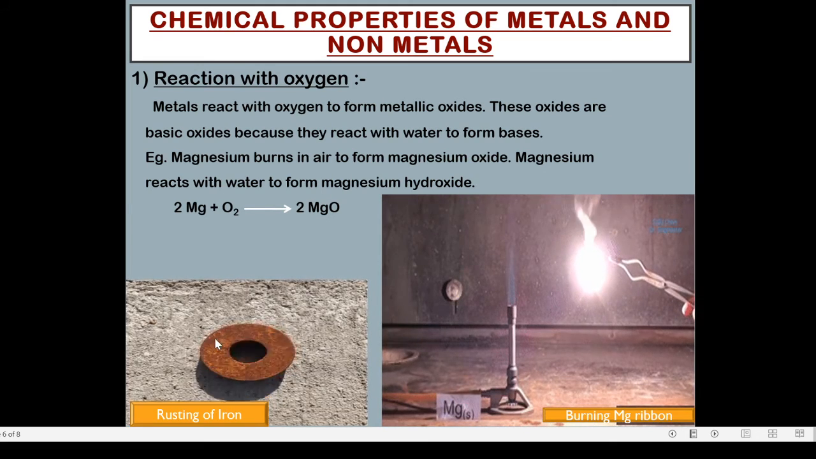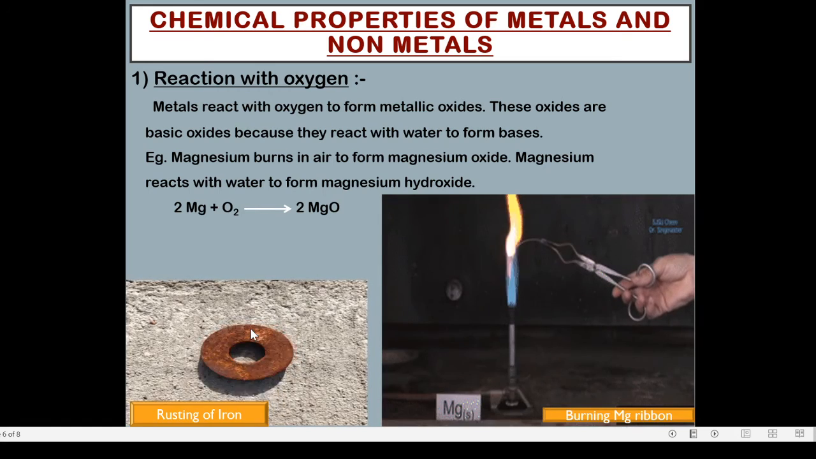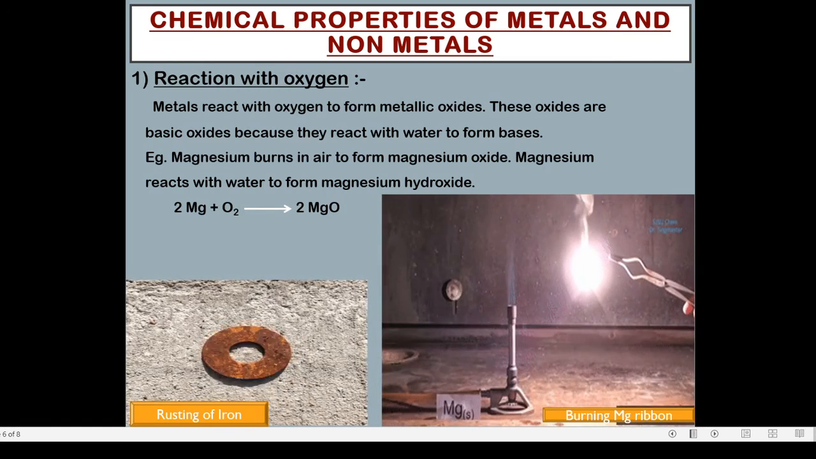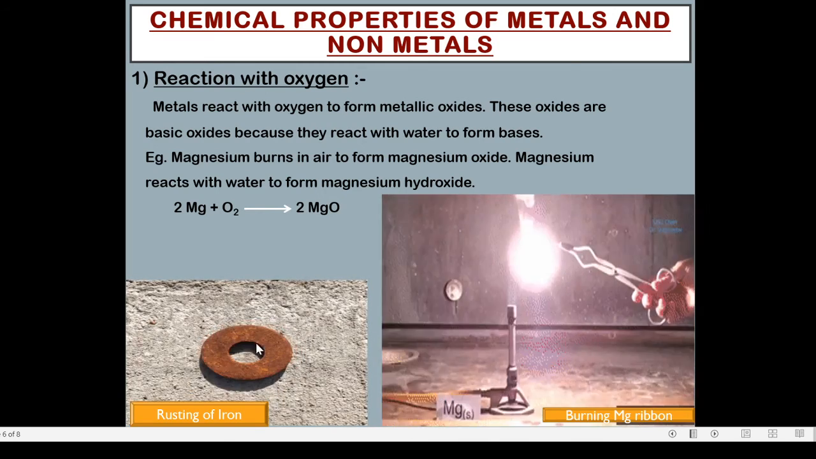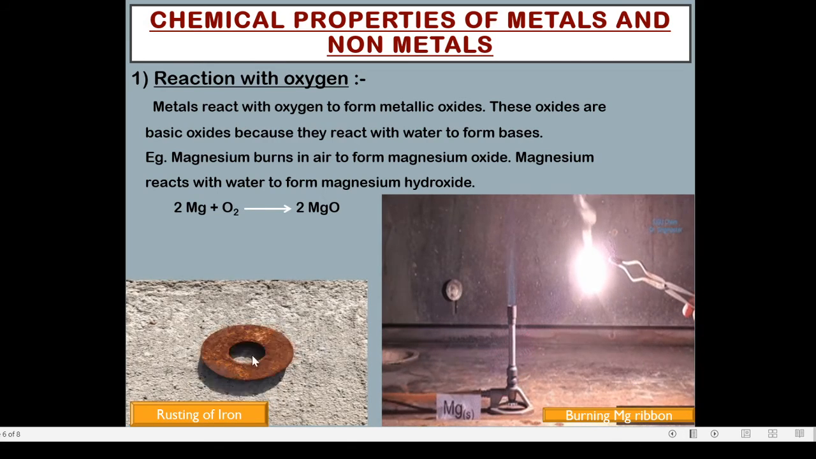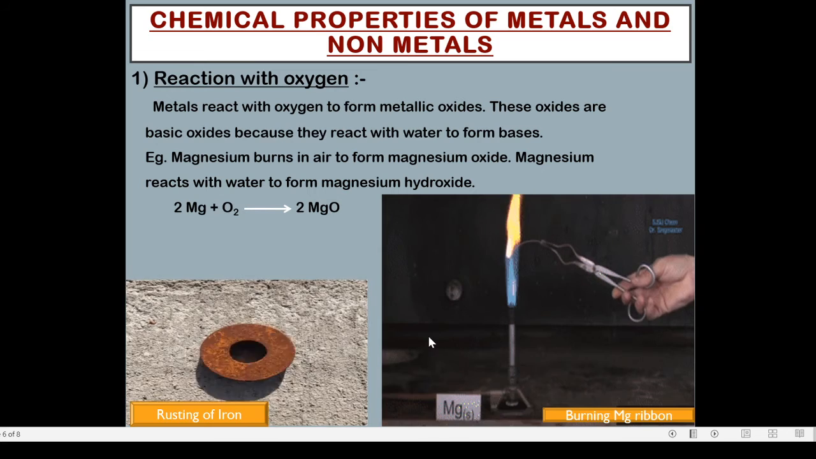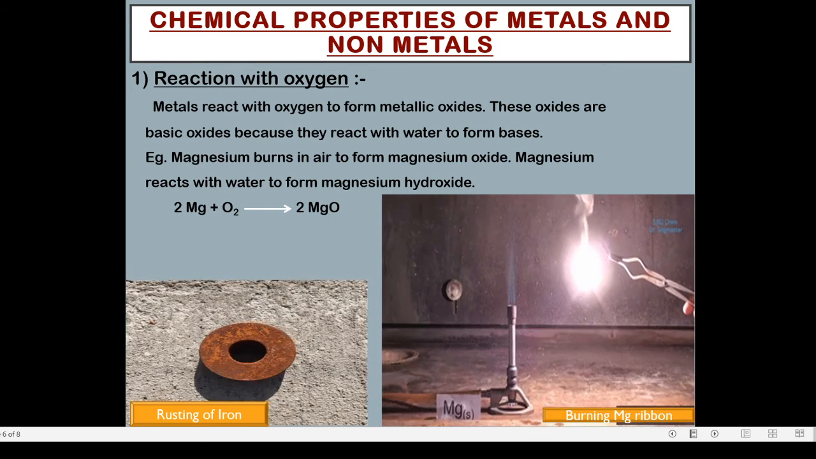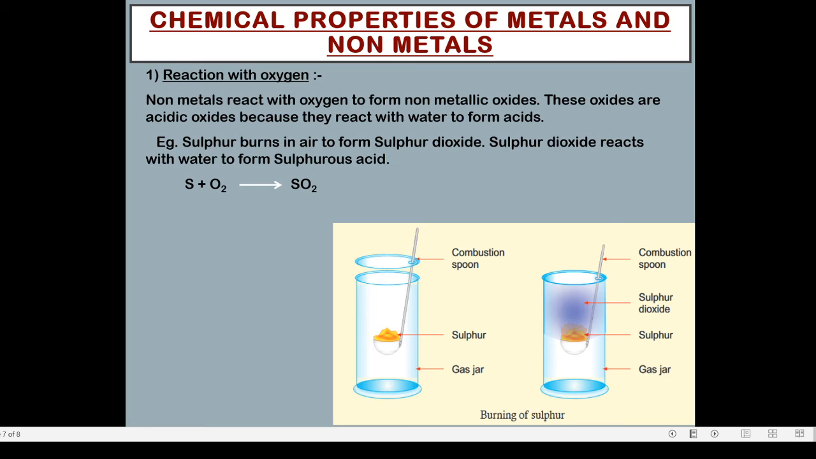The other example is rusting. When you keep any material made up of iron in the presence of air, humidity and water, that iron material starts rusting. So yes, metals do react with oxygen to produce bases. Next, the reaction of non-metals with oxygen. Non-metals also react with oxygen to produce acidic oxides, and when you add that to water, it forms acid. What would be the best example? Yes, the best example would be acid rain.